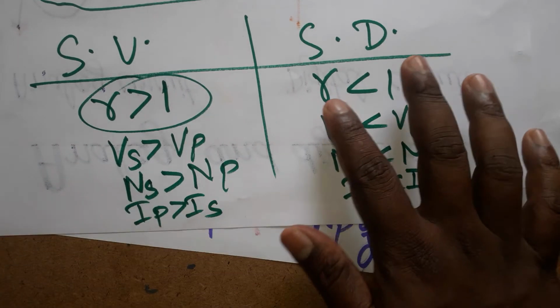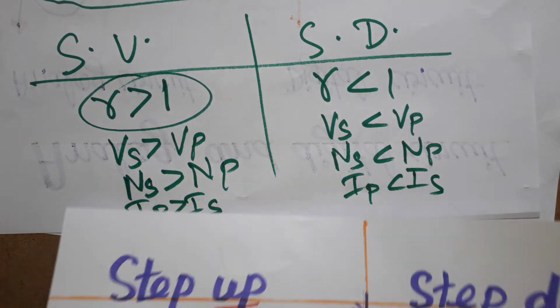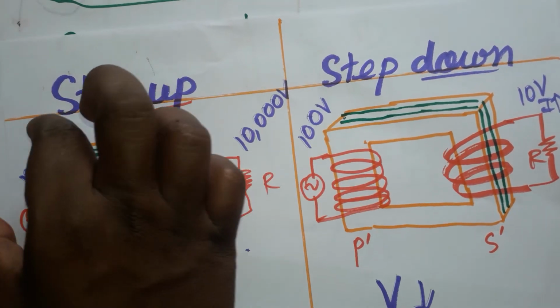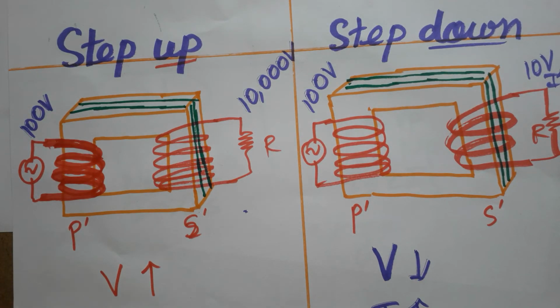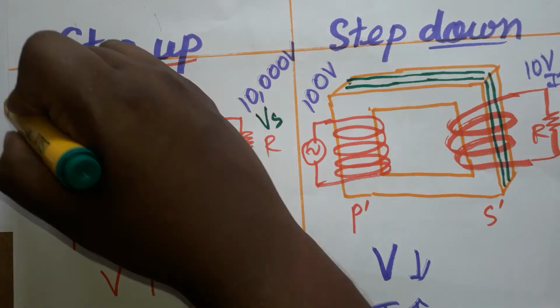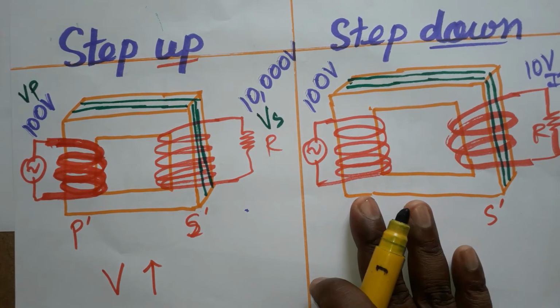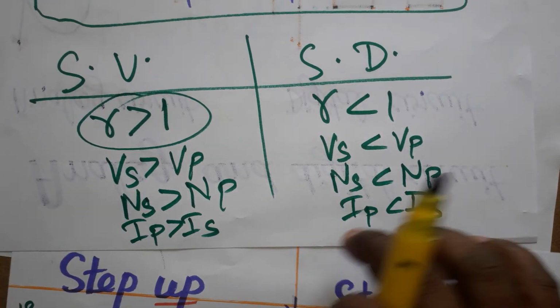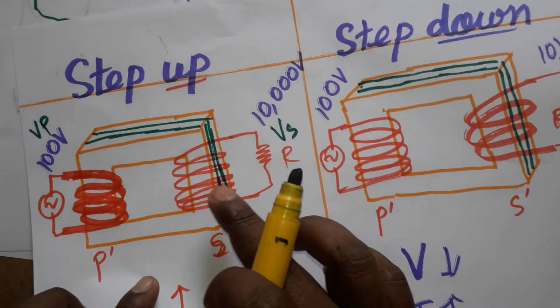So the voltage in secondary is greater than in primary. That is the case we take as a step up. At the same time, the number of turns is greater in the secondary coil. That is the reason I made more turns here.